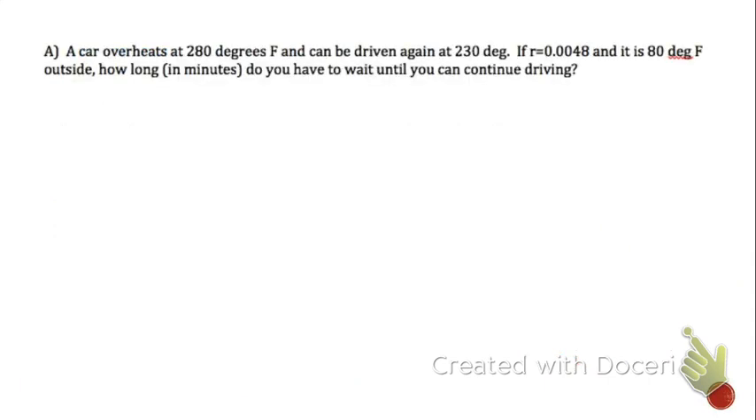All right. A car overheats at 280 degrees Fahrenheit and can be driven again at 230 degrees. If r is 0.0048 and it is 80 degrees Fahrenheit outside, how long in minutes do I have to wait until I can continue driving? So my first step is to identify all my variables, and then I'm going to plug them right into my formula.